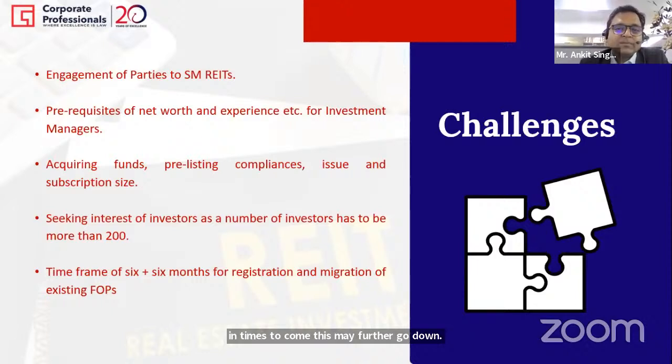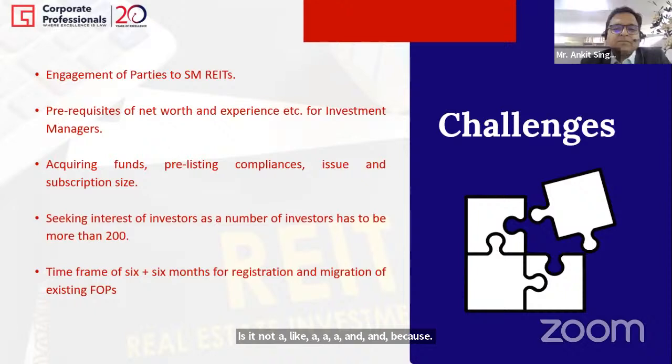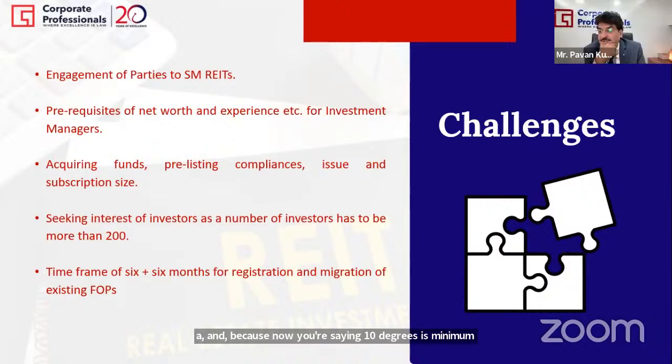Okay. Ankit, this seeking interest of the investors, a number of 200, that is for the private limited company, is it not cumbersome and a hindrance? Because now you're saying 10 lakh rupees is the minimum, and then 200, it means 10 lakh multiplied by 200. So how is that going to work?